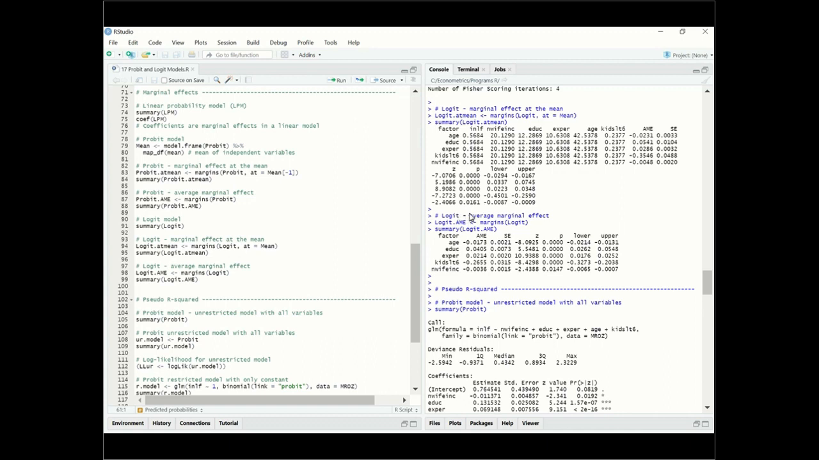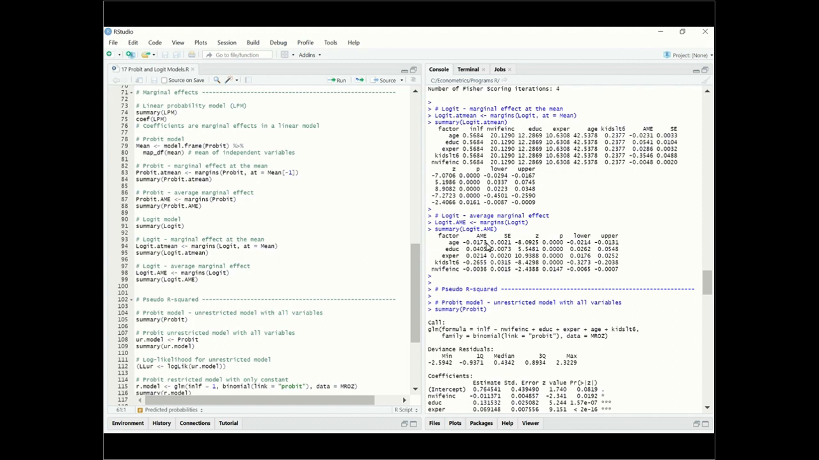As far as the average marginal effect, these are again the marginal effects calculated for each observation and then averaged across all of the observations. Here we have that again, women who have one more year of education are 4% more likely to be in the labor force, and women who are 1 year older are 1.7% less likely to be in the labor force.